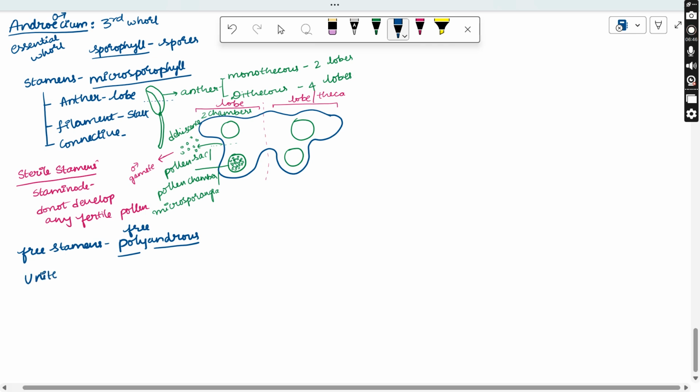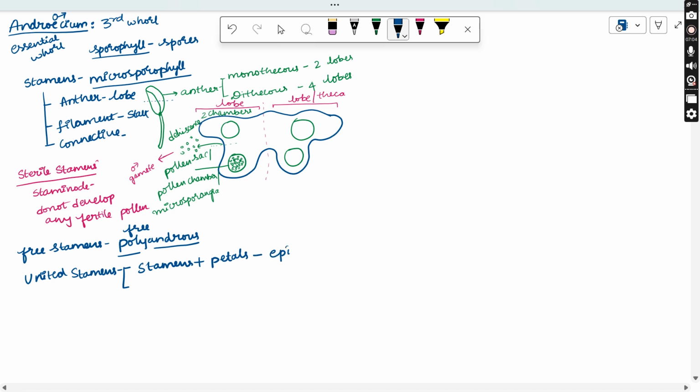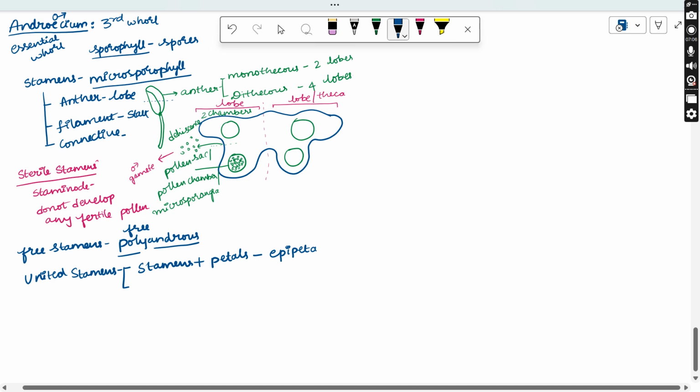And we can find even united stamens also. The stamens will be fused or joined. So there are two cases again. Either the stamens may attach to the petals. Petals are the individual parts of the corolla. Then that condition we call epipetalous. So the stamens attached or united to the petals, we call epipetalous.